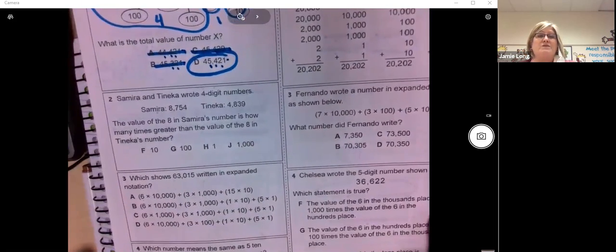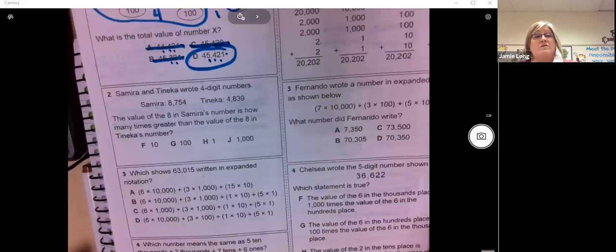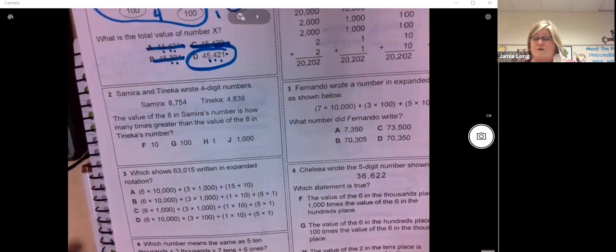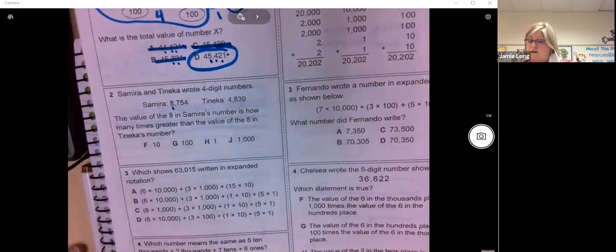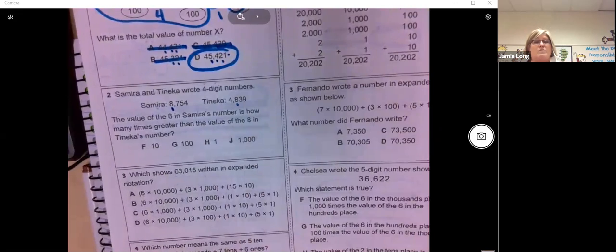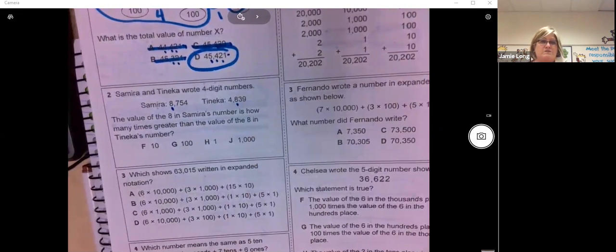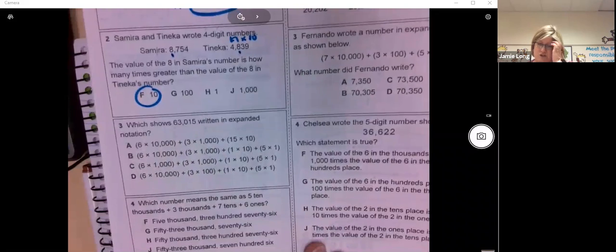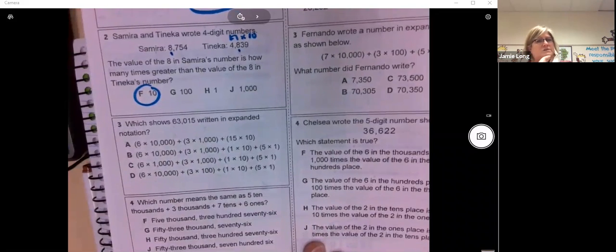Step 2: Samira and Tanika wrote 4-digit numbers. Samira wrote 8,754. Tanika wrote 4,839. The value of the 8 in Samira's number is how many times greater than the value of the 8 in Tanika's number? Well, we're only in 3rd grade, we're only talking about 10 times the number. So we learned today that if you move to the thousands place, that's times 10. We didn't do anything times 100 or times 1,000. So that one should be pretty easy, but it's kind of a new concept.